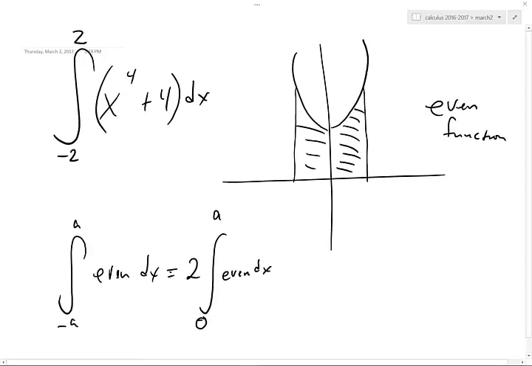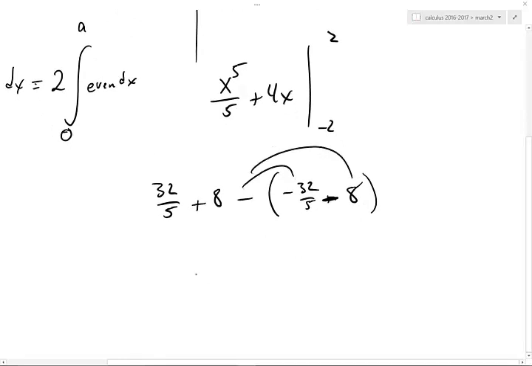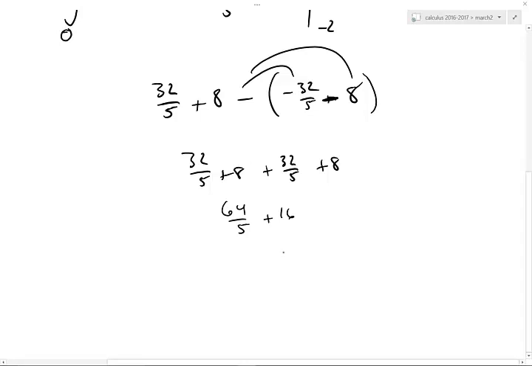All right, so let's do this here. It's x to the 5th over 5 plus 4x. Is that right? Negative 2 to 2. So that would be 32 fifths plus 8 minus negative 32 fifths minus 8. And so if you distribute the negative, like I've showed you, you end up with 32 fifths plus 8 plus 32 fifths plus 8. Wow, that's 64 fifths, plus 16, which is 80 fifths. So it's 144 fifths.